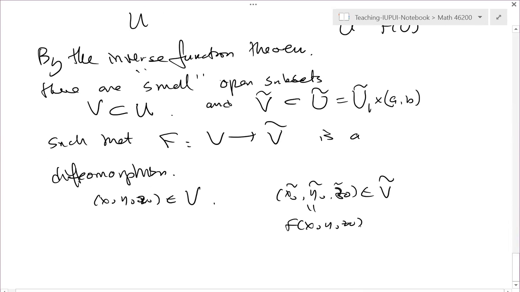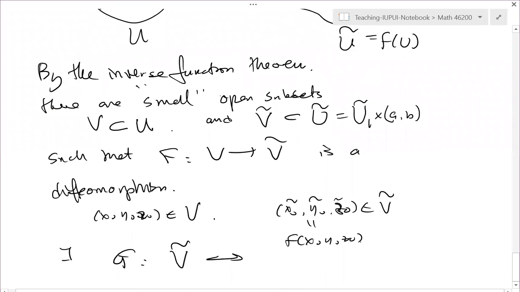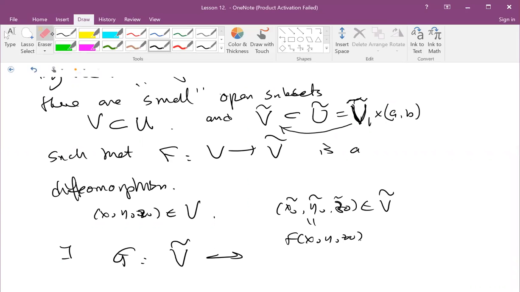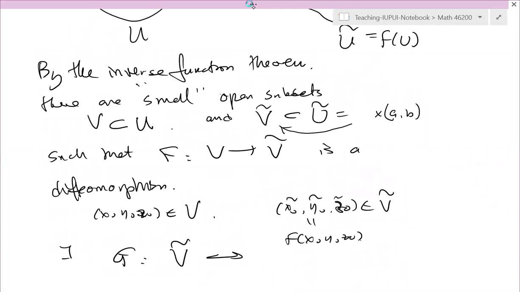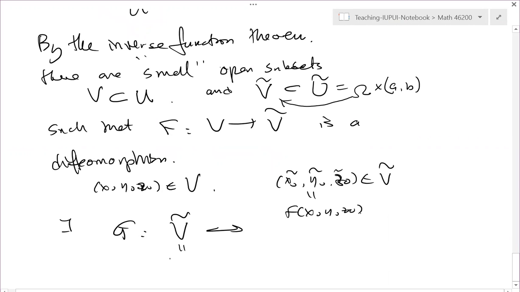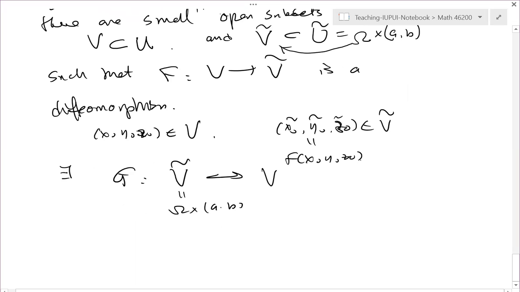So there is a G, the inverse. I'm sorry, I'm talking about V2, this one. Maybe let's use a different notation. Something like that. So this is going to be omega. This is a reversal, and this is the inverse. So let's see what we can get.